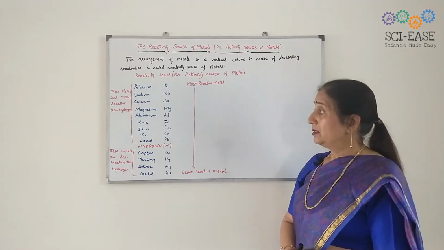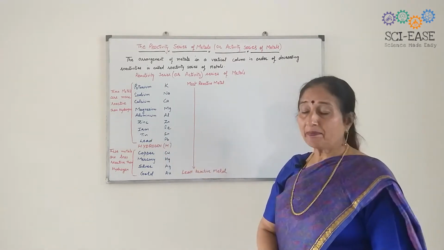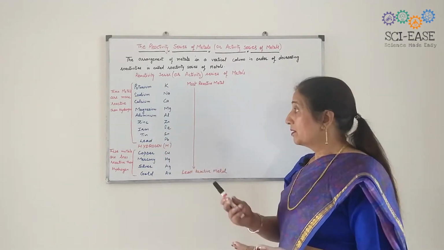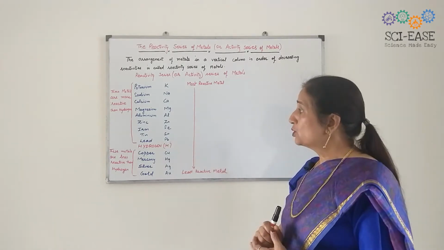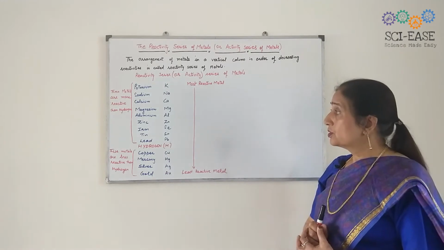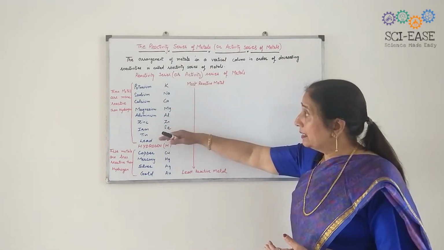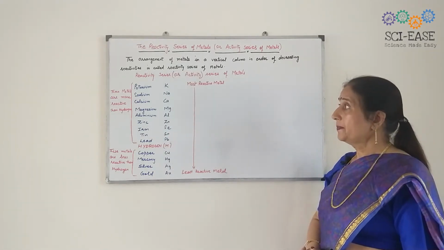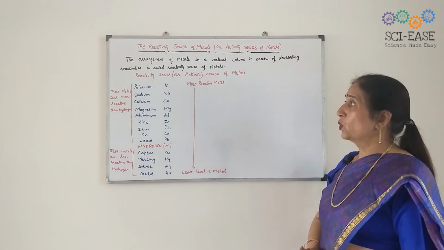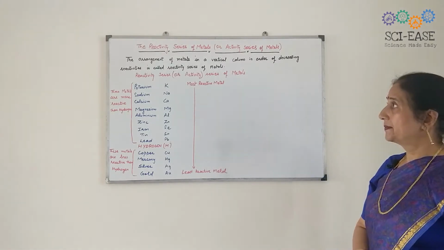Some metals like zinc and iron react with steam because they are less reactive than potassium and sodium. So the metals are arranged in decreasing order of their reactivity, and this is known as the activity series or reactivity series.